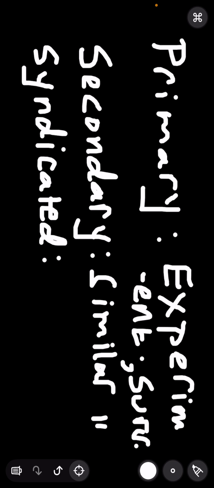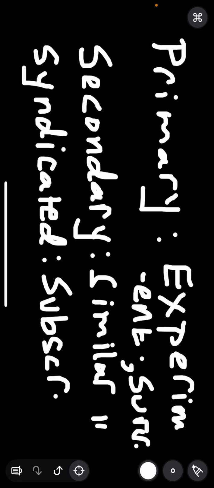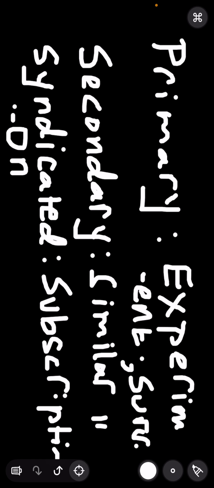Apart from that, it could be a subscription service as well. The business may be offering a subscription service to collect data on your behalf, and this would be an example of syndicated data. So this is subscription service based. Again, you have primary, secondary, and syndicated data.